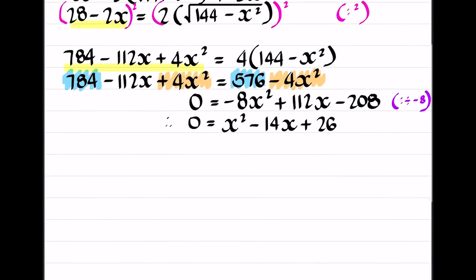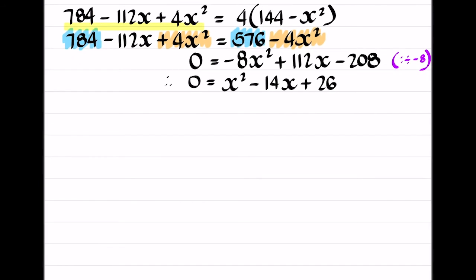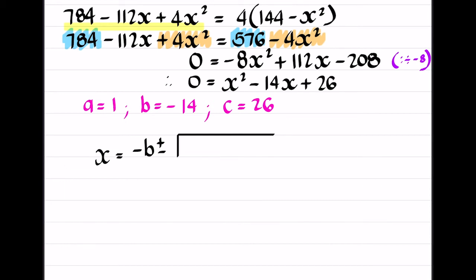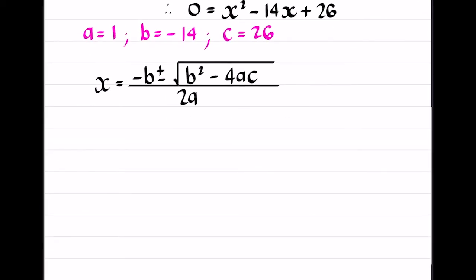Now I'm going to be working with my quadratic formula. So I have a being 1, b is negative 14, and c is 26. So my quadratic formula is x is equal to negative b plus minus the square root of b squared minus 4ac all divided by 2a. So now I can substitute in.